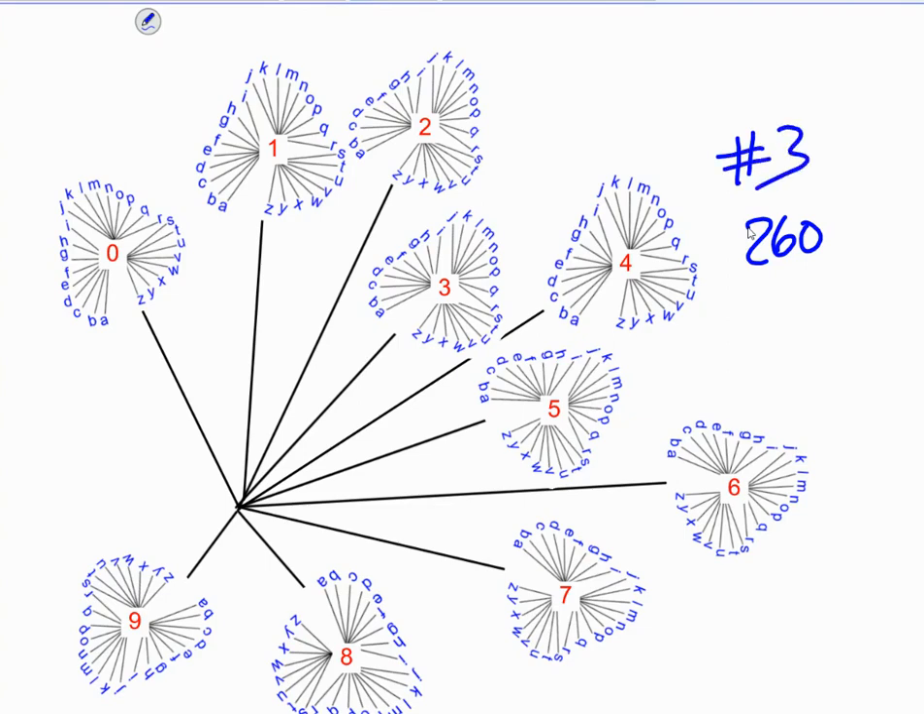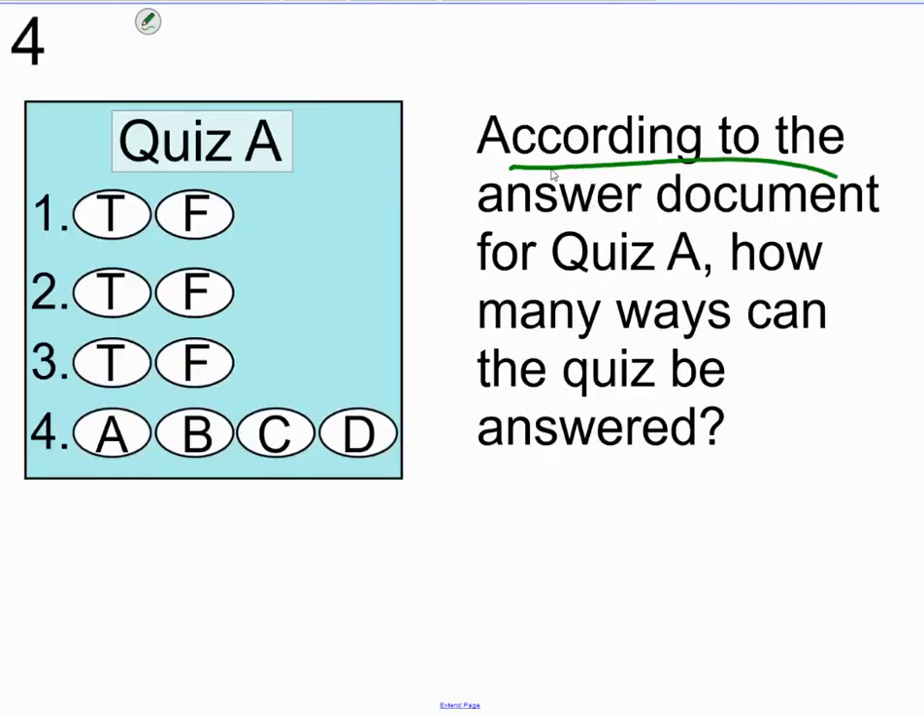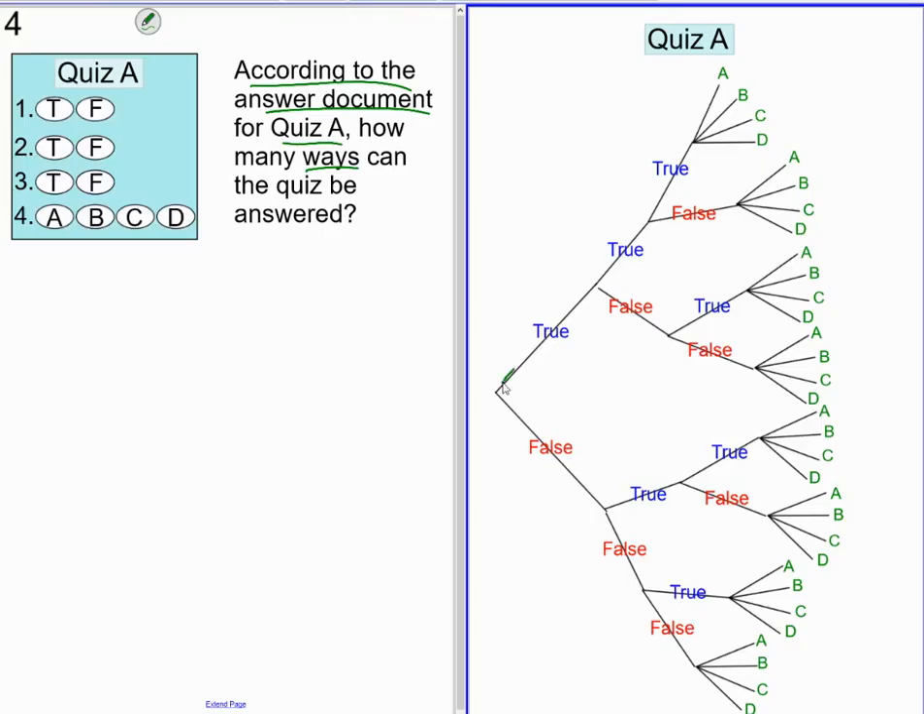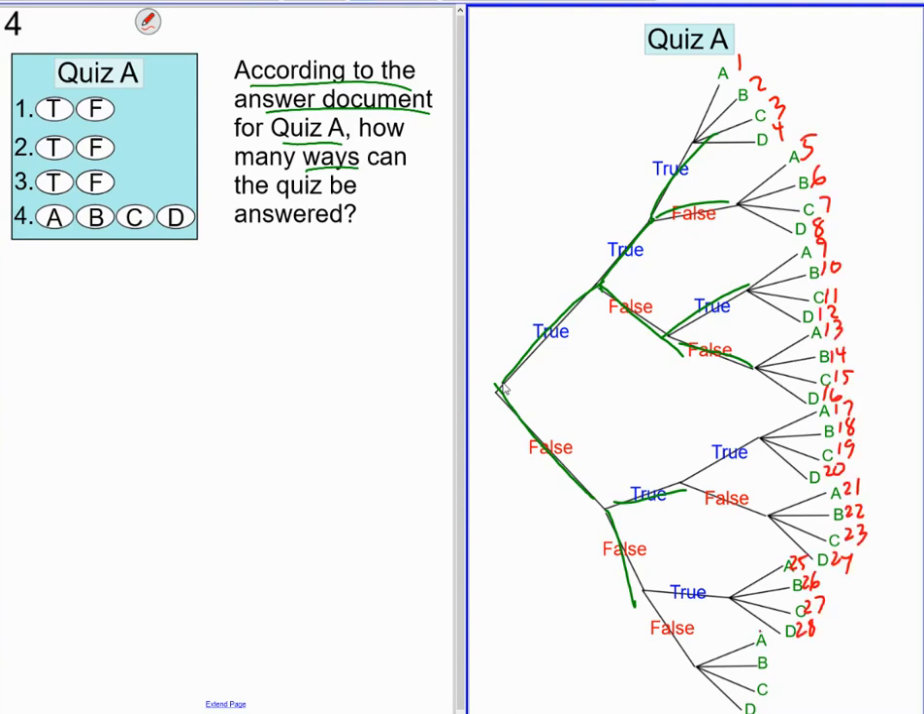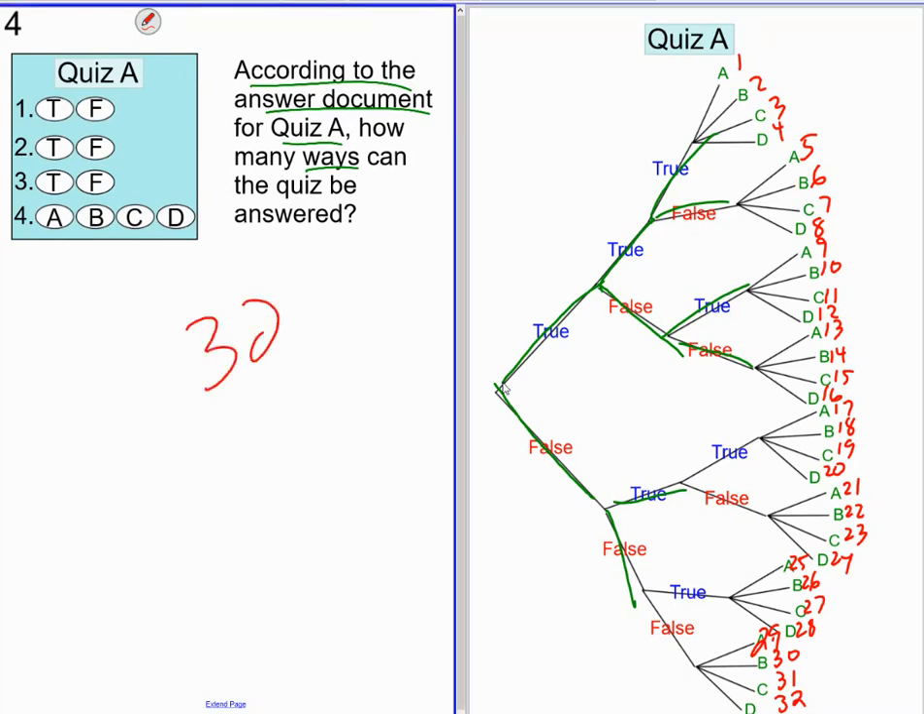number 3. Number 4, according to the answer document for quiz A, how many ways can the quiz be answered? Over here is the tree diagram. That would be the first question, and then the second question, and then the third. You can see all of that. And then we'd have to count the end branches. Let's count them. 1, 2, 3, 4, 5, 29, 30, 31, 32. So there are 32 ways to answer that quiz. What if you were guessing?